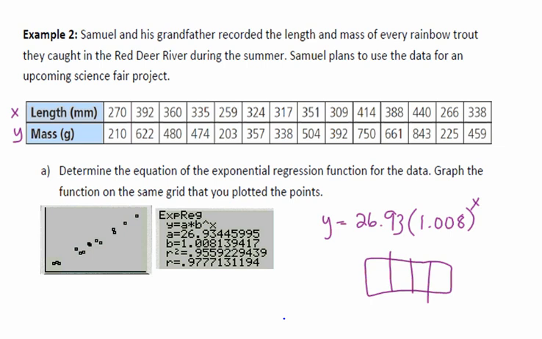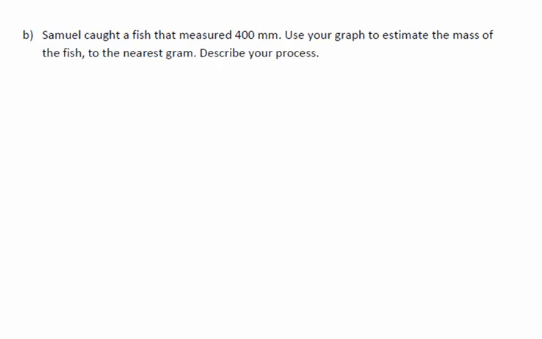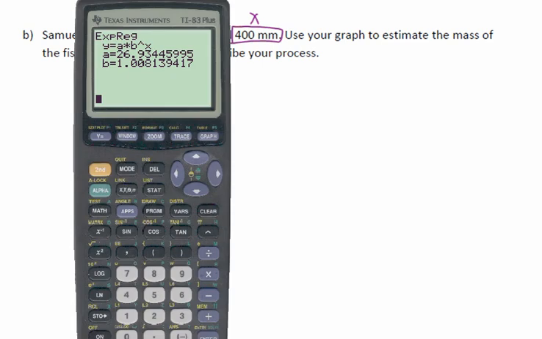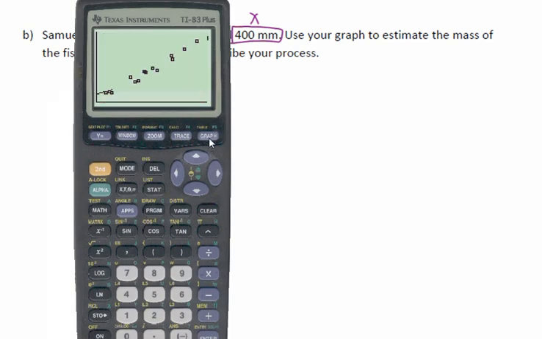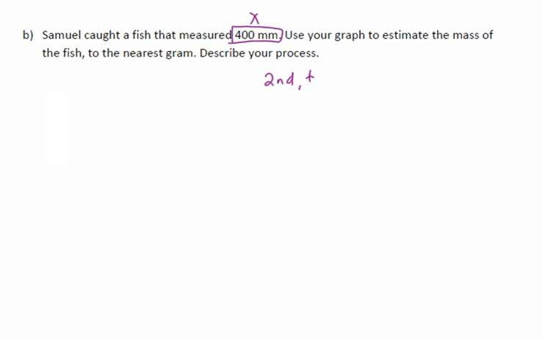Push Zoom 9. I have a handout for all this stuff if you'd like an extra one. Okay. It says Samuel caught a fish that measured 400 millimeters. Is that our x value or our y value? X. Okay, estimate the mass. So how do we do that now if we have the x value? Second, trace 1 for value.